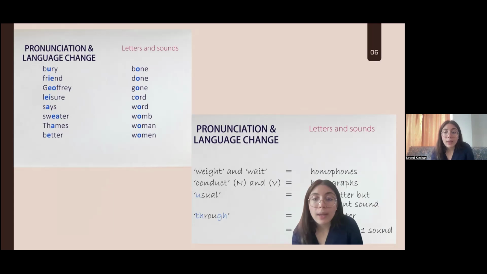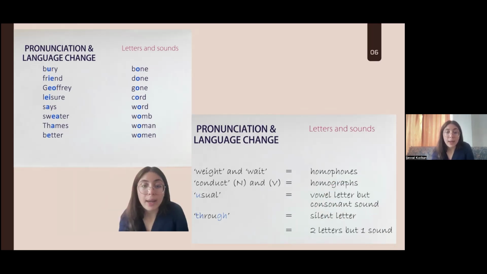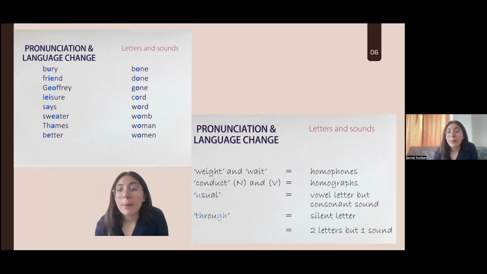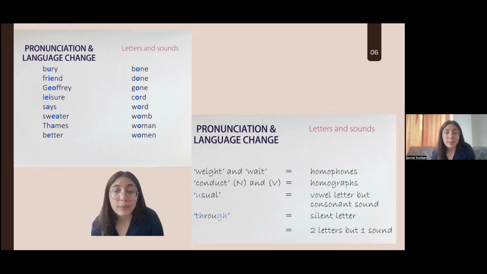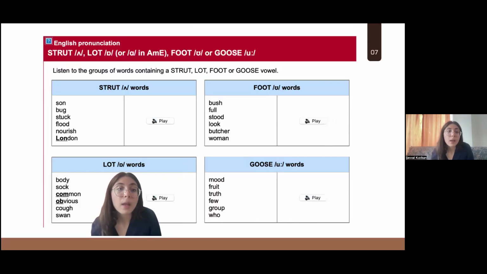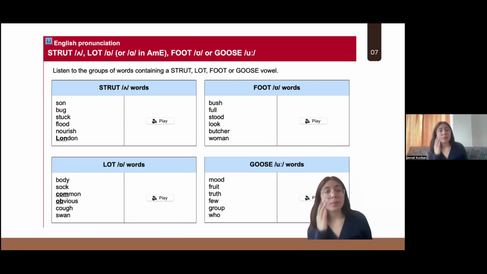And in English, we have homophones like wait and weight, and we have homographs like conduct. You see the examples, and we have vowel letter but consonant sound, for example, usual. It's a vowel letter, but it sounds consonant, right? And we have silent letters, through, and we have two letters but one sound. So in here, we're gonna make examples of strut, lot, foot, goose vowel. Okay.